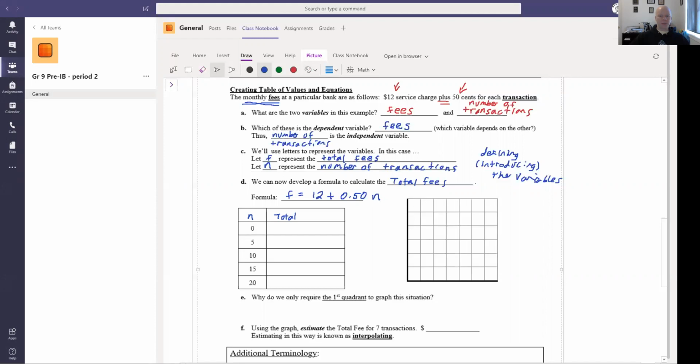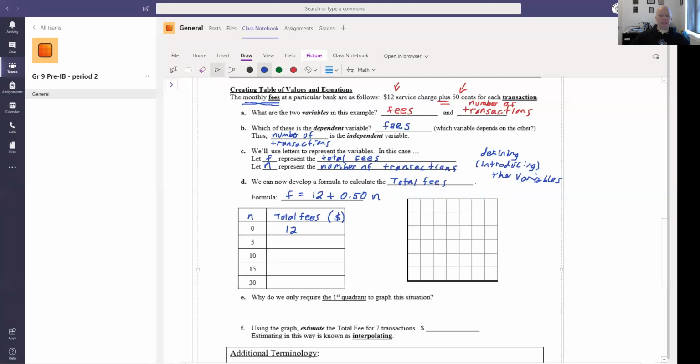So remember, the total fees are in dollars. The total fees depend on the number of transactions. Number of transactions are independent because they happen first. Total fees depend on those. So that's here in the second column, in the right-hand column. So when there's 0 transactions, what's the total fees you have to pay the bank every month? Well, even if you don't use your bank at all, you're going to have to pay them $12.